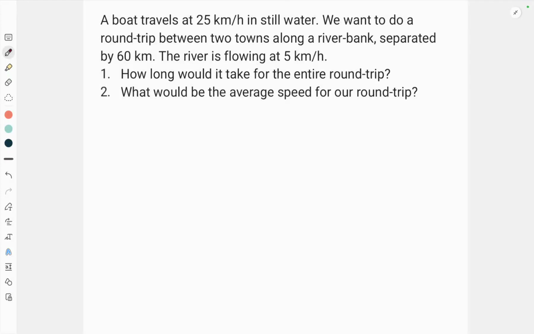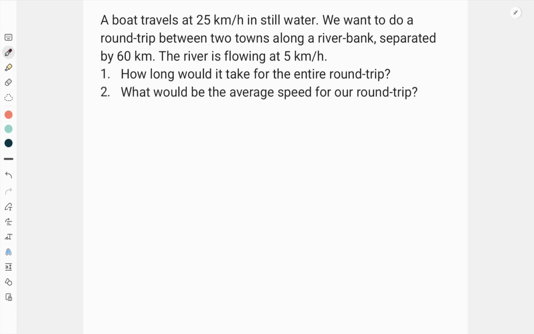Okay, so now we are going to talk about this specific kind of word problem. Let's first read the problem and then I'll make a few comments. It says a boat travels at 25 kilometers per hour in still water. We want to do a round trip between two towns along a river bank separated by 60 kilometers. The river is flowing at 5 kilometers per hour. The first question is how long would it take for the entire round trip? And the second is what would be the average speed for our round trip?